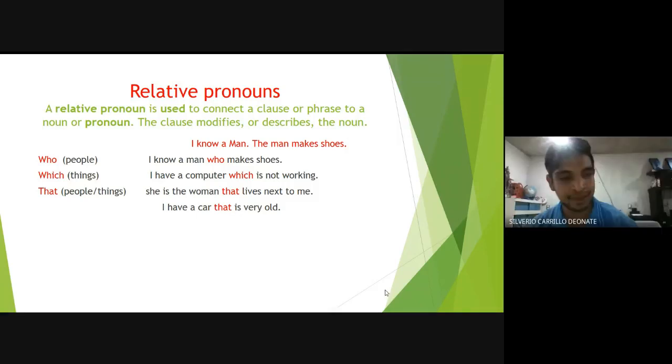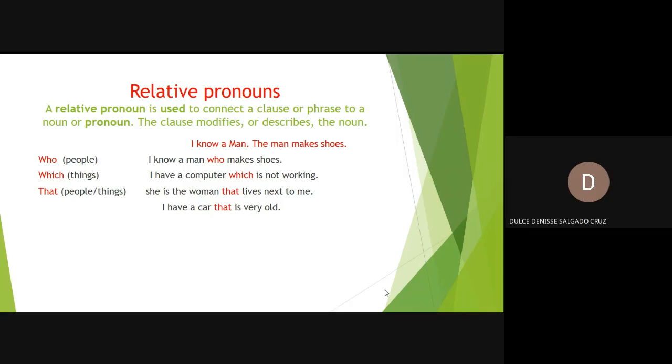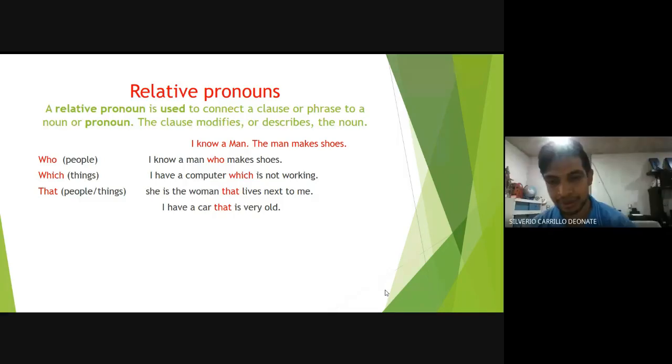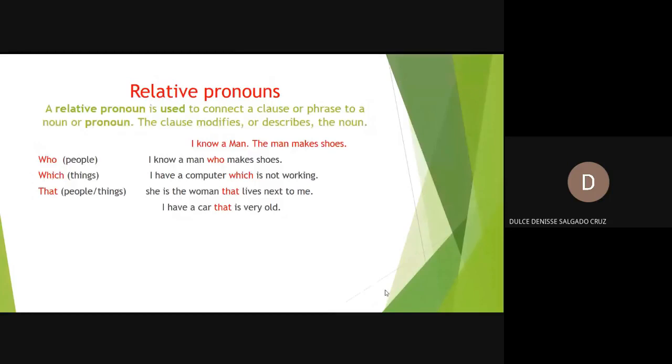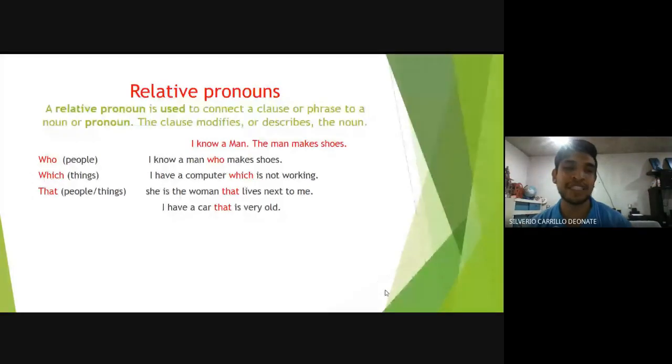I have a cell phone that does not work. Does is pronounced as does. Yes, does not work or doesn't work. We can also say, if we say it in the full form, we need to say that does not work, or we can say that doesn't work if we use the contraction. Okay, good. Thank you.